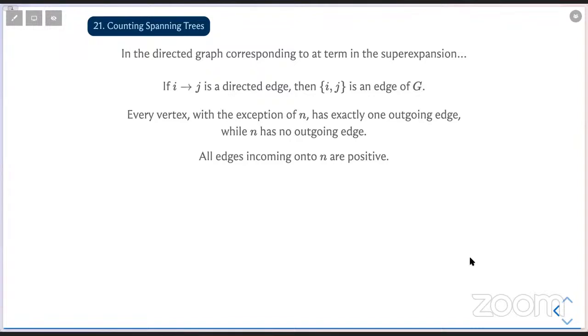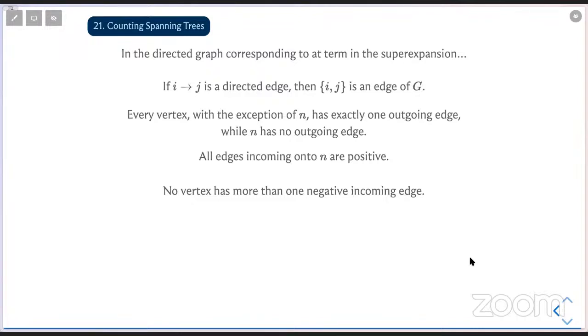Because suppose you have an edge from I to N and it's -1, that means you were picking up the -1 entry from the ith row and the nth column, which doesn't exist, right? So the only way that you did the I to N edge was because you went to the ith entry, which was the ith diagonal entry, and from there you picked out the +1 edge. So that's why that's going to be a positive edge, right? So all edges coming onto N are positive. And okay, this is kind of key to our understanding of these diagrams.